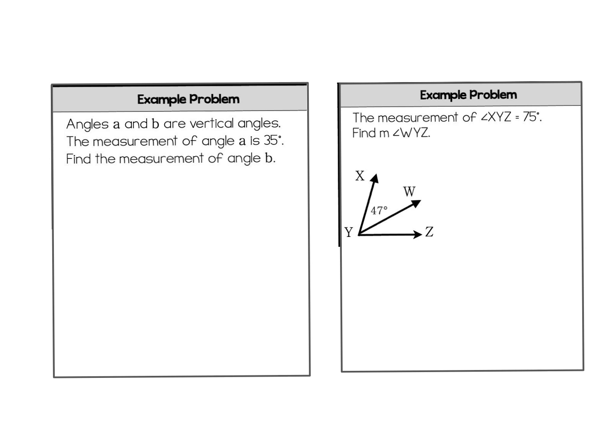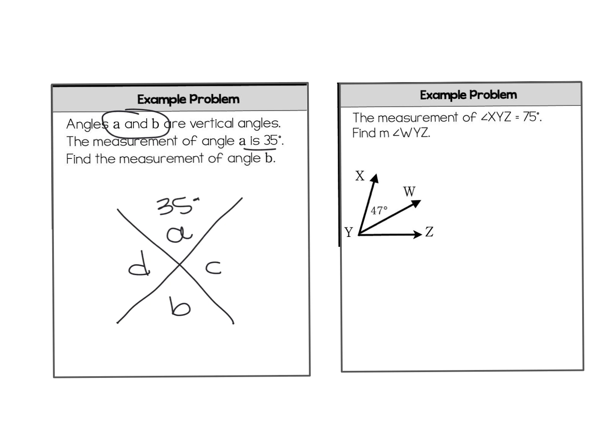Angles A and B are vertical angles. The measure of angle A is 35 degrees. Find the measurement of angle B. So I'm going to draw myself a little example here. It tells me A and B are vertical, which means they're across from each other. So I'm just going to do A and B, and then C and D. If it tells me angle A is 35 degrees, and these are vertical from each other, that means angle B is also going to be 35 degrees because remember, vertical angles are the exact same.